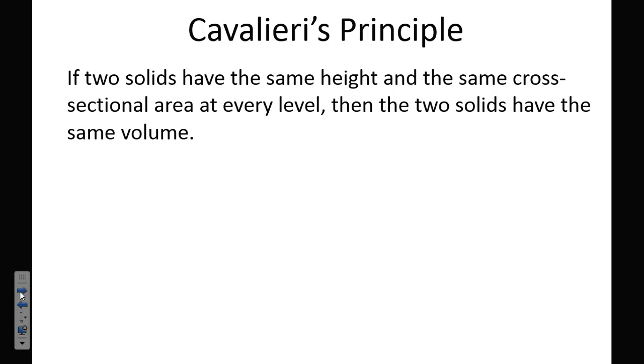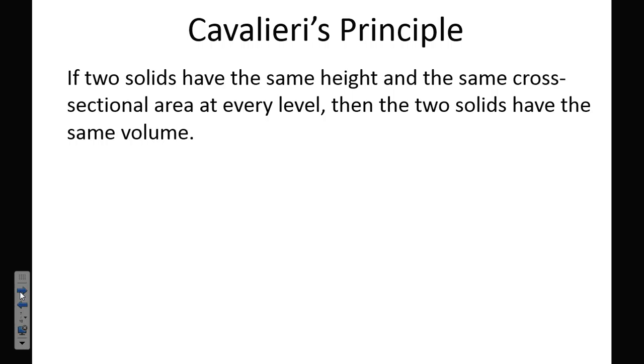No. That's all Cavalieri's Principle is saying: if you have two solids with the same surface area for their base and the same height, it doesn't matter if one's oblique or one's right. They're going to have the same volume. Does that make sense?